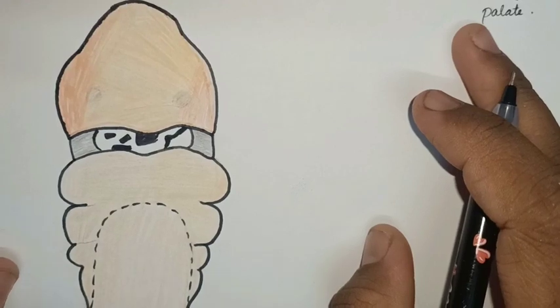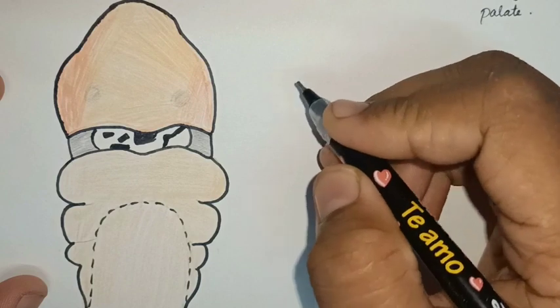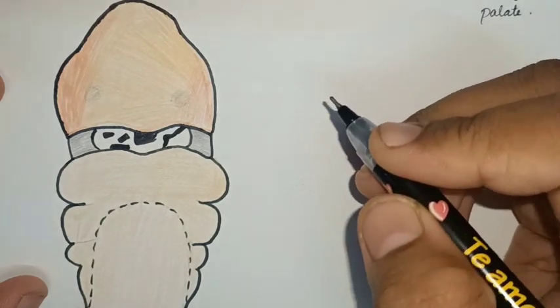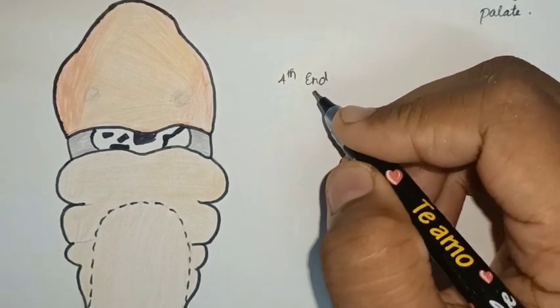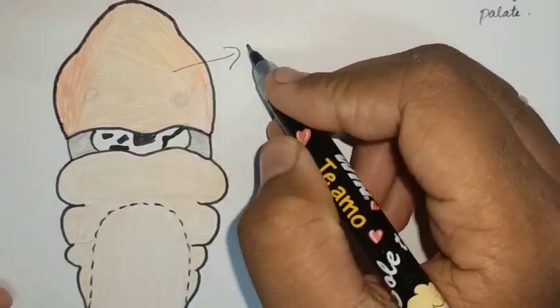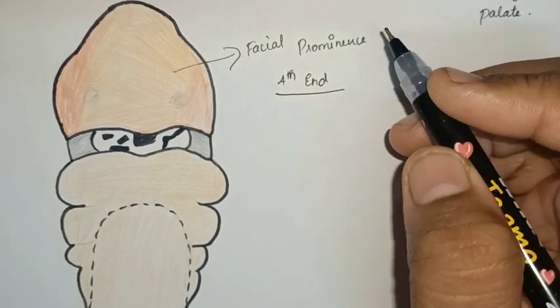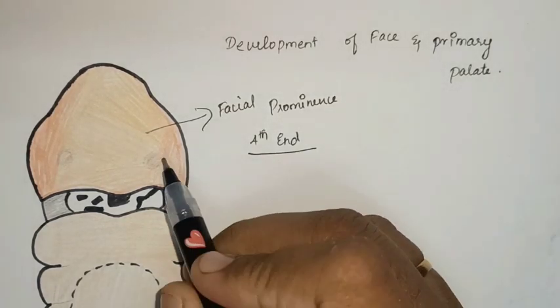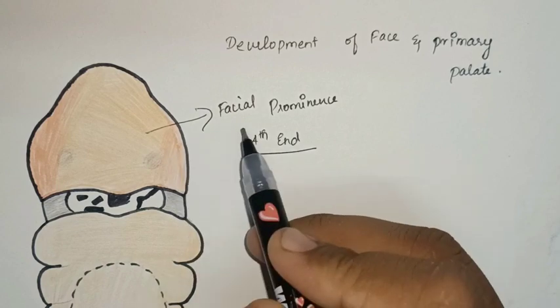At the end of fourth week, the development of face starts. Before going into detail, you should know first of all what is pharyngeal arch, how many pharyngeal arches you have. I'm not explaining the pharyngeal arches in detail. We are just going to deal with only two pharyngeal arches. As I said, in the end of fourth week of gestational period, the facial prominence, this is your facial prominence, develops in the fetus. From this facial prominence only the development of face starts.